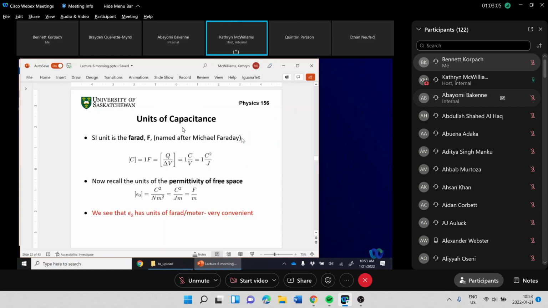The unit of capacitance is named after Michael Faraday, a famous engineer. We have been using this epsilon naught variable, the permittivity of free space. You don't need to know exactly what that means, but we have been using the units of coulombs squared per Newton meter squared for that constant. It's also equivalently farads per meter, because 1 farad is coulomb squared per joule, or coulombs per volt. So that's kind of useful.